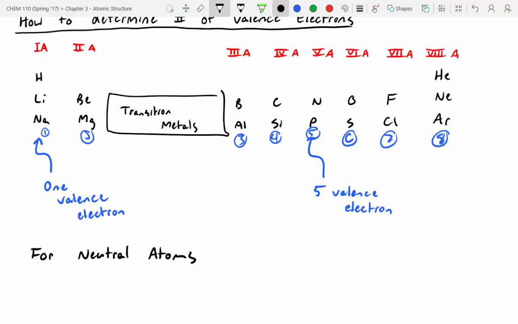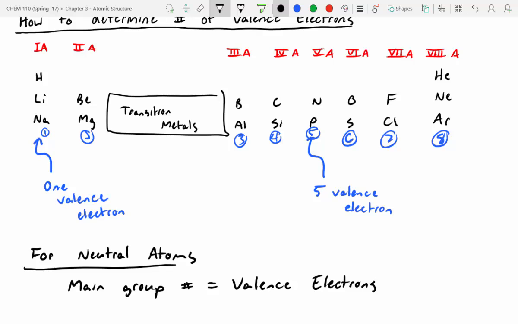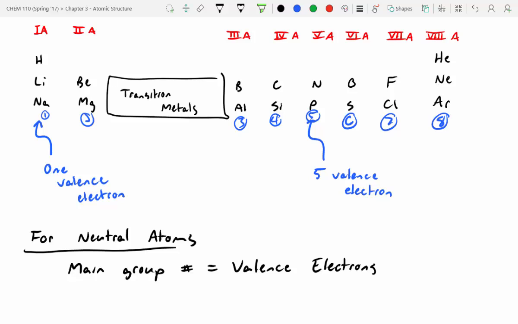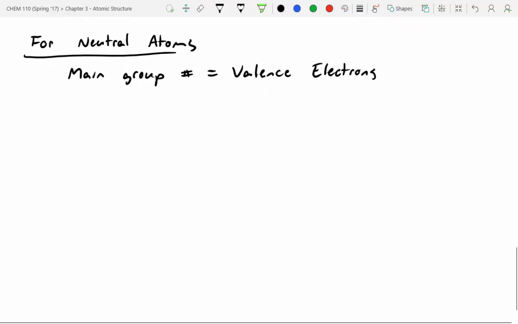For neutral atoms, like I said, this main group number, the thing in red, is equal to the number of valence electrons. That's pretty easy. It gets a little trickier, though, when we run into situations where we've got a charge on our atom. So what if your atom has a negative charge, or what if it has a positive charge? Then you have to add or subtract electrons from this number. And the easiest way, I think, is to make a little formula.